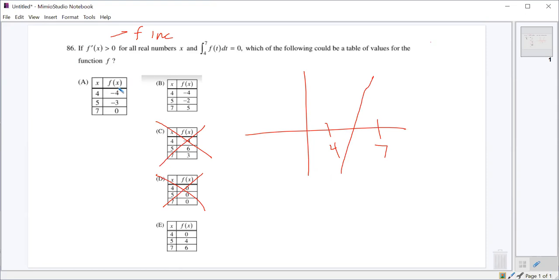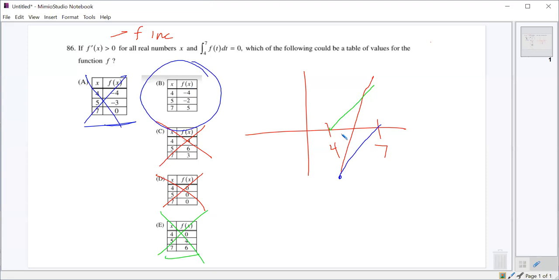And choice A, I've only got negative values and then go up to 0. So choice A would look something like this. Well, that's going to have a negative integral from 4 to 7. And choice E would look something like this. It's going to have a positive integral. And so the only one that starts negative and goes positive is choice B, so that the section above and the section below can cancel out.